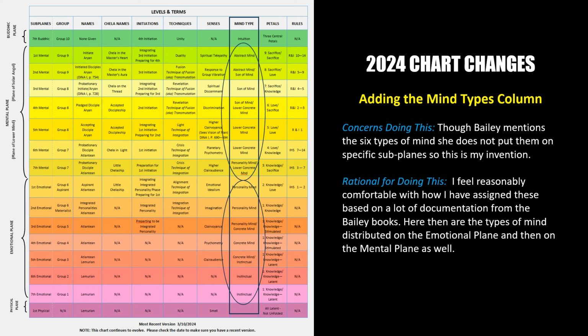And you can freeze this if you want and take a look at them. Instinctual, lower concrete mind, personality mind, and sometimes I have them blended together here. And then the same thing, blending personality mind and lower concrete mind on the mental plane, and then the sun of mind, which is a reference to when we get to the soul. We're kind of a mixture before we get to the third subplane where the soul is, a mixture of abstract mind, sun of mind, and then the abstract mind, and then up in the Buddhic plane, I just simply put intuition.